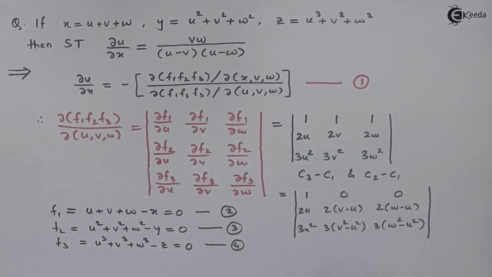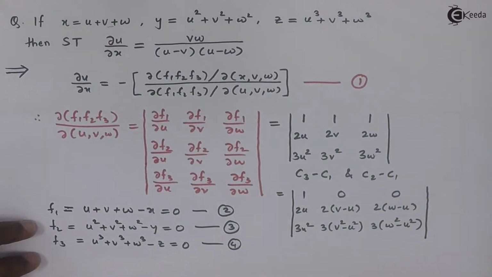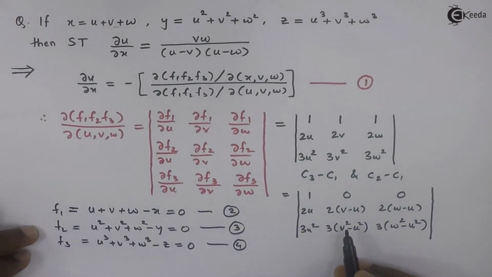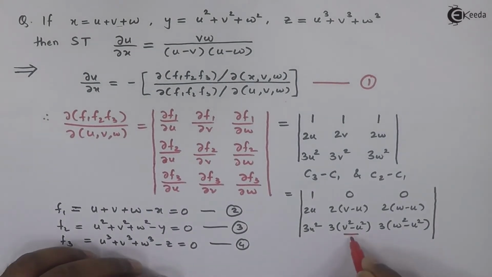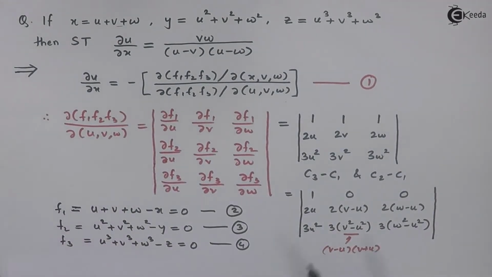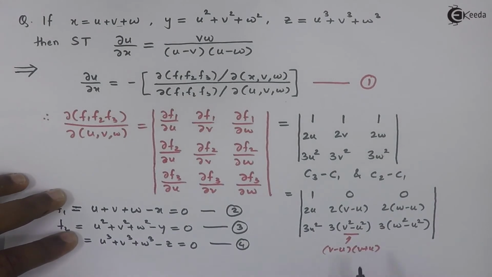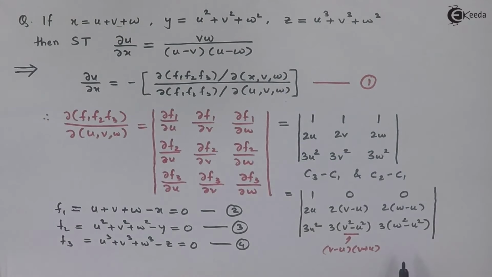So now we'll take the common terms outside the determinant. If you see the second column, here at this position I can apply the formula v minus u into v plus u, and then we can take v minus u common, and I'll take it outside the determinant. Similarly, from here I can take w minus u outside the bracket.